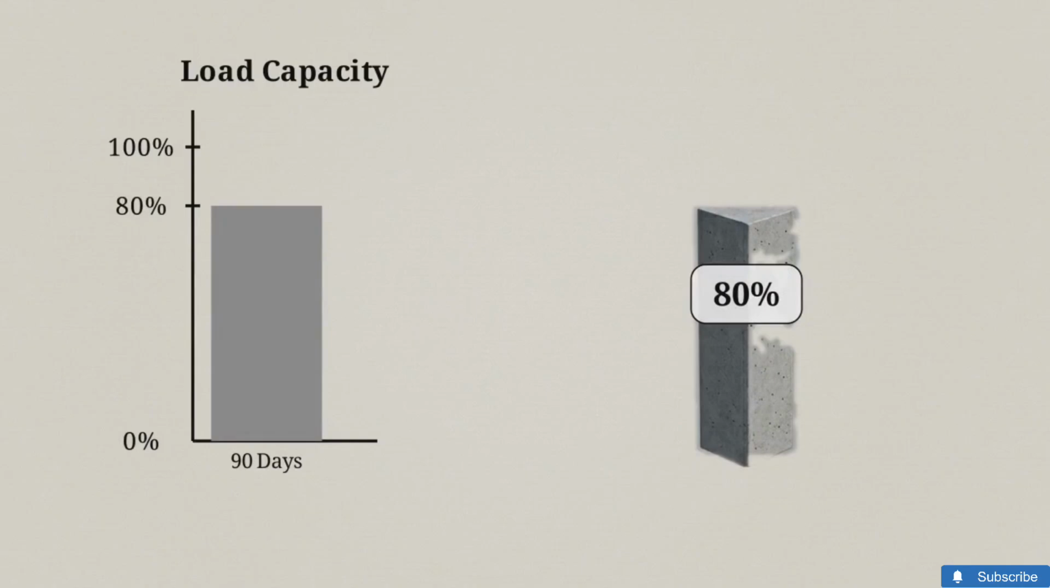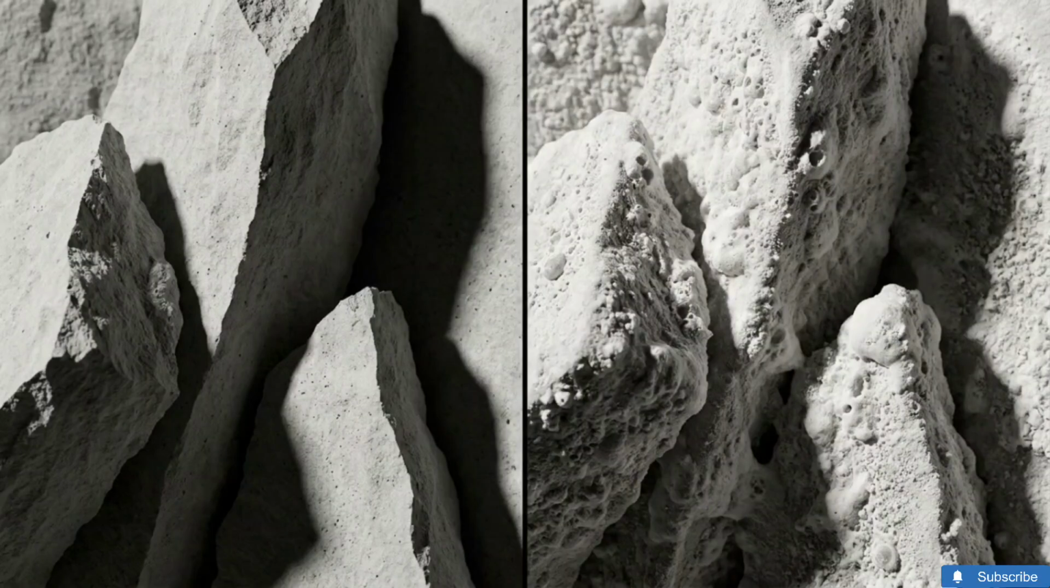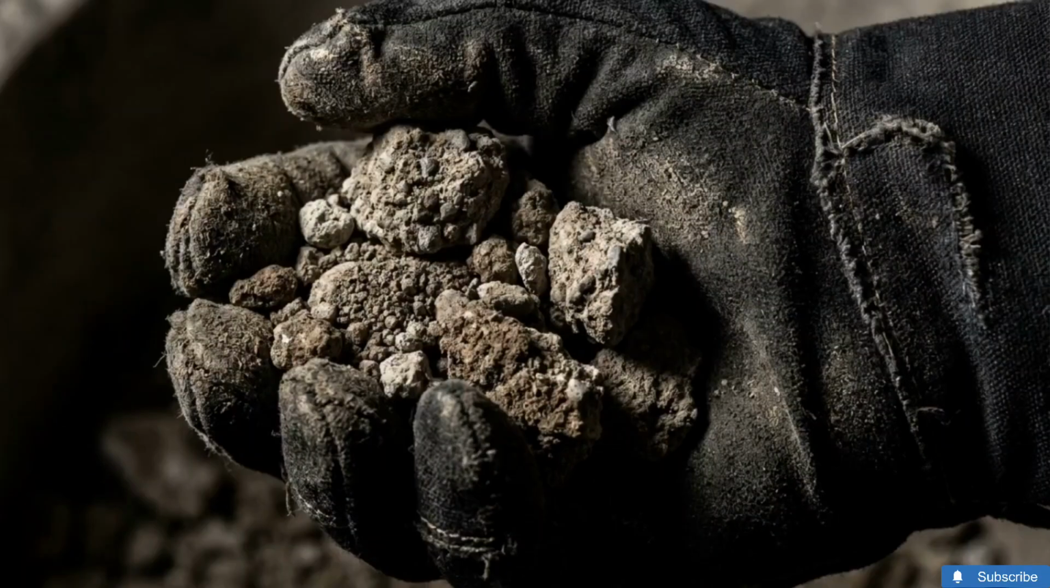The exact same volumetric mix, handled by the exact same crew, will now yield a structure with 20% less load-bearing capacity. Over the long term, the degradation curve accelerates. At 12 months, the powder retains only 60% of its intended strength. By 24 months, it has dropped to 50%. At this stage, half of the active chemical payload has already reacted with atmospheric moisture, resulting in a compromised chemical product that shares few properties with fresh powder.